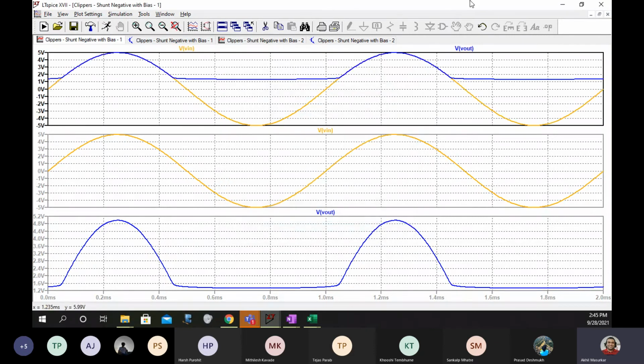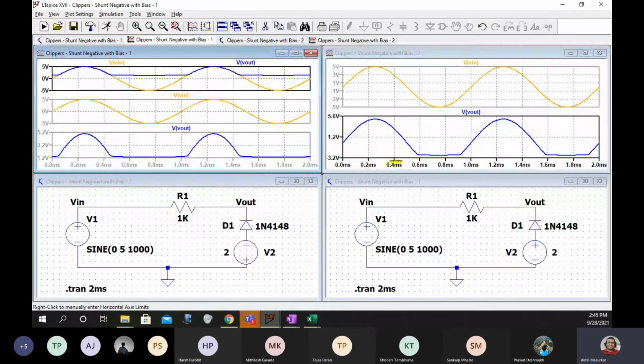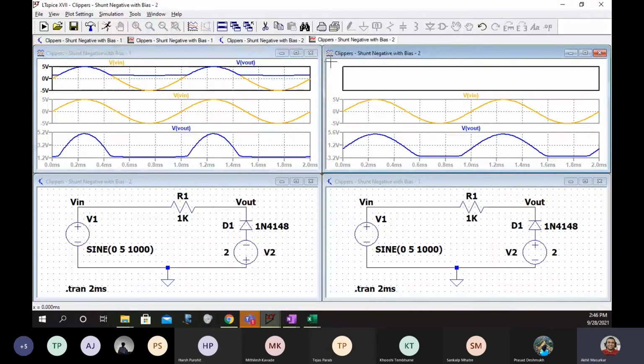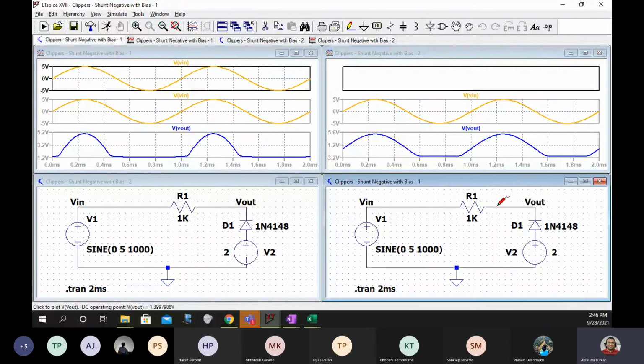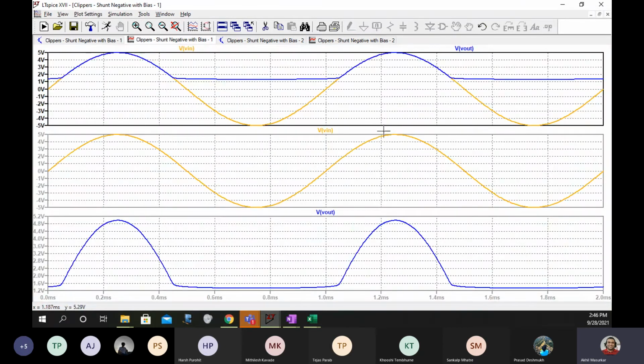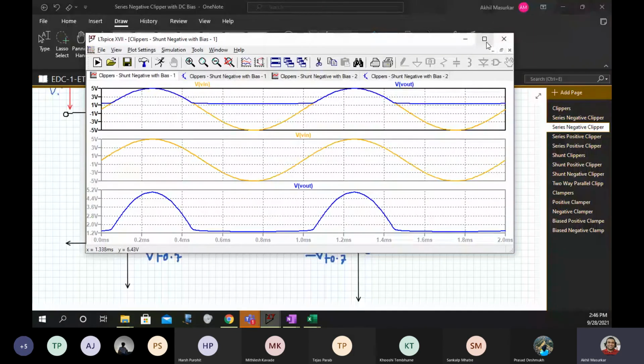So this is the first one. And if you add one more plot plane here, you can add V in and V out. Just one minute, something weird happened.